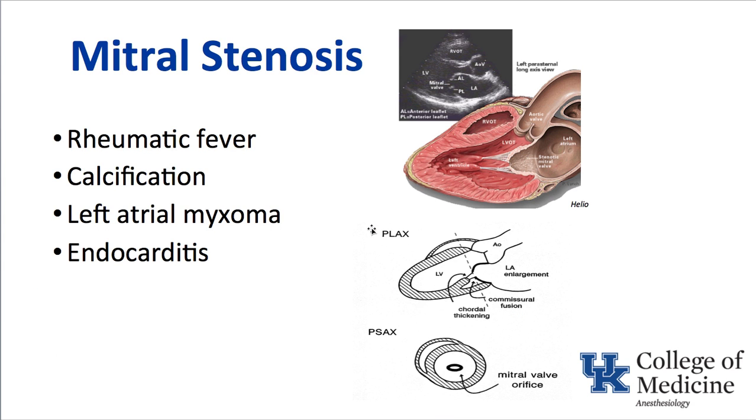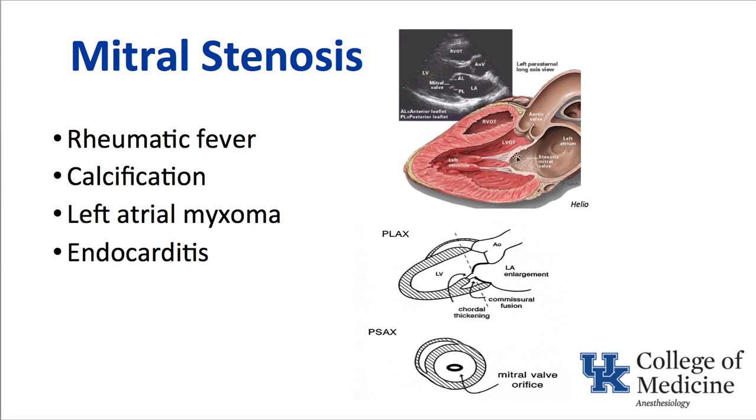Let's look at mitral stenosis first. Rheumatic fever and severe calcification are causes; myxomatous lesions in the left atrium are not real common, but can also cause mitral stenosis, and endocarditis can cause regurgitation and stenosis. So the top right shows a graphic of what mitral stenosis would look like. The stenotic mitral valve is here. The left atrium is big.